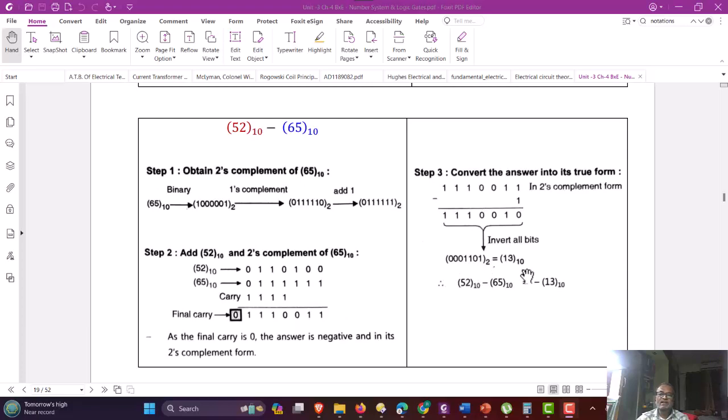You are getting the original magnitude of the number. Since the carry was not generated, this magnitude will be negative. And therefore 52 minus 65 is coming out to be 13. But 65 is more than 52 by 13, and therefore we represent this sum by minus 13 decimal.